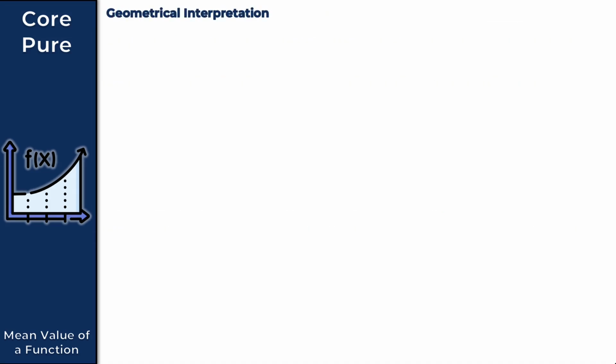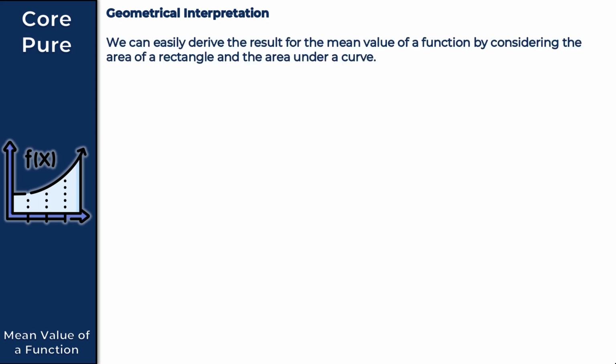So moving on to the next page here then, what I want to quickly demonstrate to you is a geometrical interpretation for the mean value of a function. Now we can easily derive the result for the mean value of a function by considering the area of a rectangle and the area under a curve. So if we use this diagram here then to help demonstrate and explain this concept, what I've got here then is this curve with equation y equals f of x. I've got this purple horizontal line here with equation y equals f bar, and I'll come back to that in a moment. We also have this green shaded region here, and that also goes underneath this rectangle here, or is part of the rectangle here.